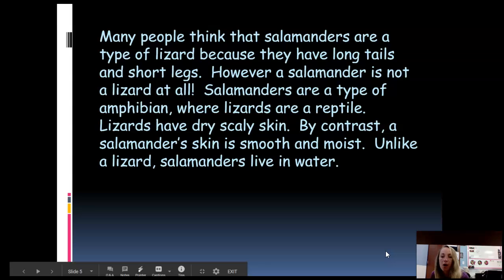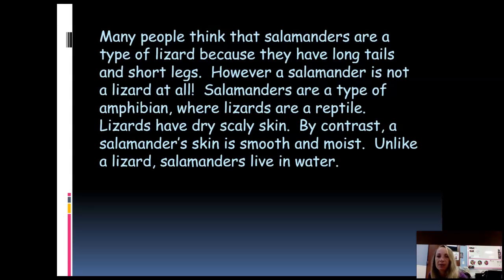All right, here we go. Follow along with me as I read this story to you. Many people think that salamanders are a type of lizard because they have long tails and short legs. However, a salamander is not a lizard at all. Salamanders are a type of amphibian, where lizards are a reptile.